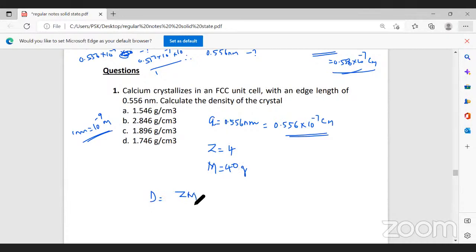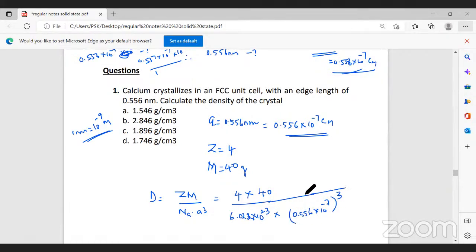Now tell me what is the formula to calculate density. Density is given by the formula Z into M divided by Na into A cube. So now what is Z? Z is 4. M is 40, divided by Na, which is 6.023 into 10 to the power 23, Avogadro's number, into the A value. A value is 0.556 into 10 to the power minus 7, the whole cube, because volume is A cube.